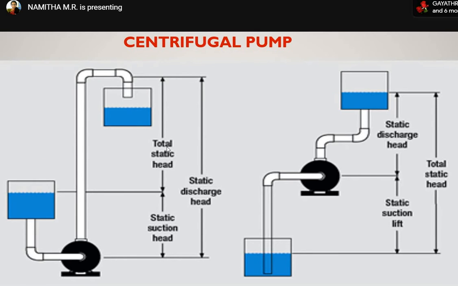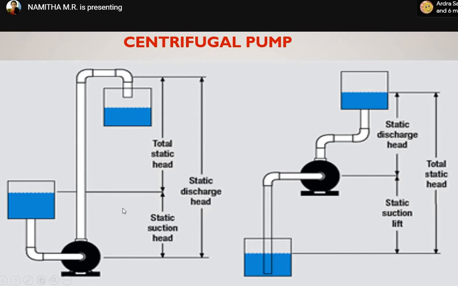Okay, so this is the condition when our pump is below the water level. Okay, below the source water level. A second condition, this is the normal condition. Okay, so here is our well. Pump will be above the well, and the pump will deliver water to a tank. Okay, the tank will be overhead. So this is our normal situation. In this case, the distance from the water level to the center of the pump is known as static suction lift.